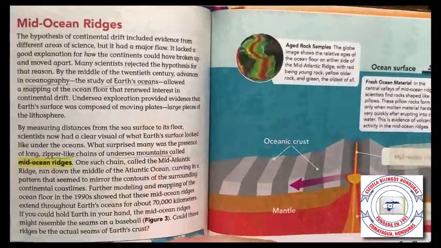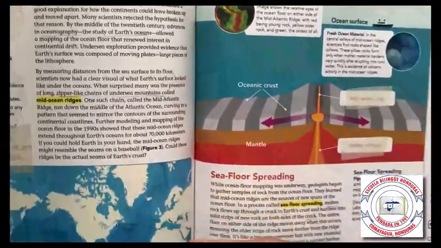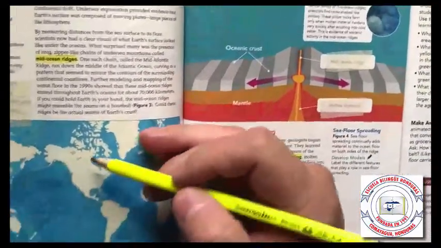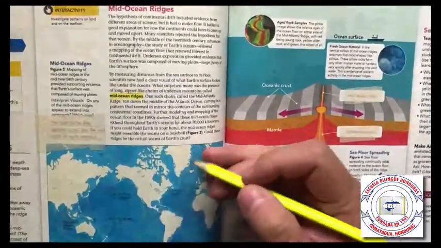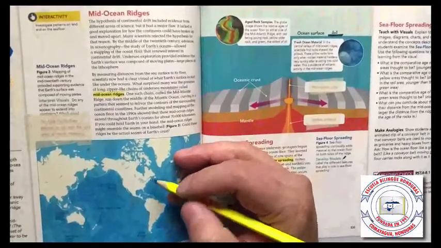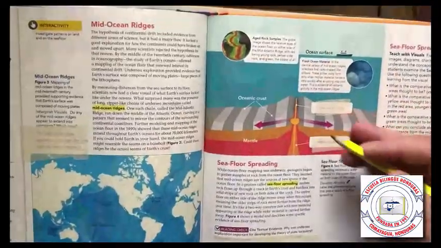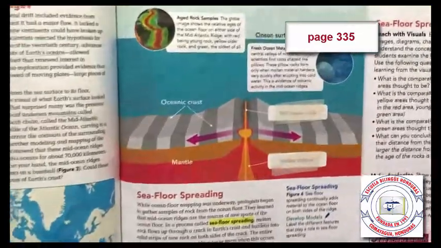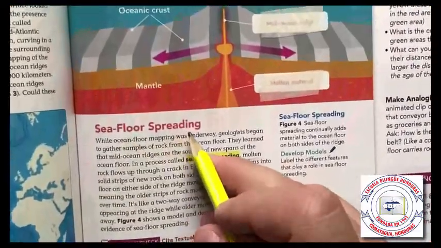Over here in this map around the world, you have the different ridges in the ocean, the Atlantic Ocean for example, and you will see other ridges about the plate motion in the lesson. Okay, next page, we are on page 335. We're gonna talk about seafloor spreading.